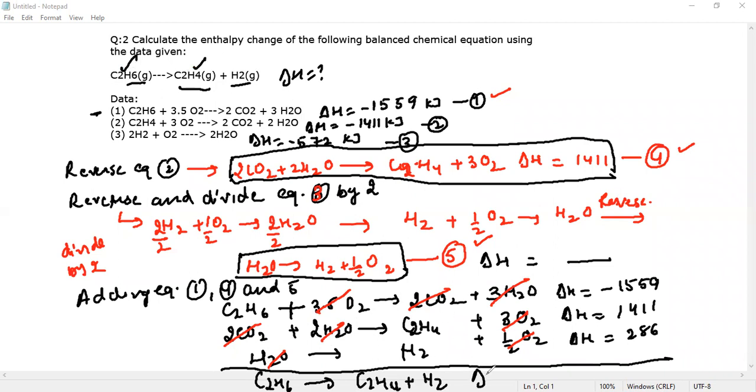Now let's quickly add the delta H values as well. Let's put it in a calculator and find out. So minus 1559, 1411, and 286. This should give you 138 kilojoules.